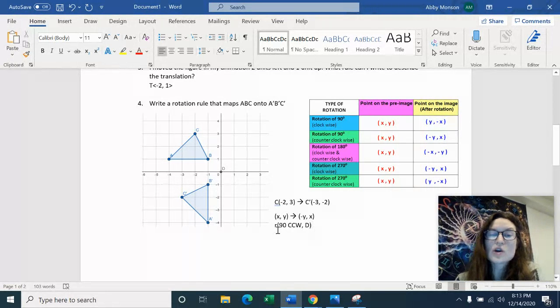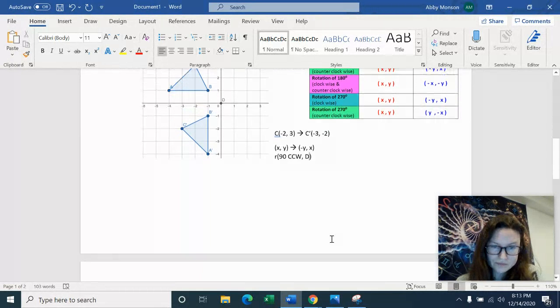Okay, so the parts of the rotation rule would be the little r, which means I'm doing a rotation. The number is the angle of rotation. These letters tell me if I'm going counterclockwise or clockwise. And the letter at the end, D, tells me the center of rotation.